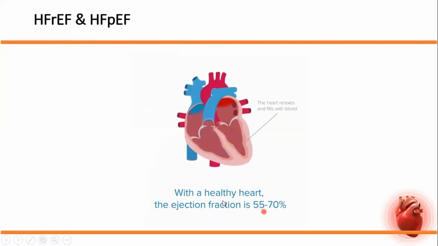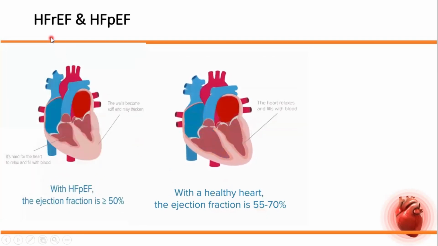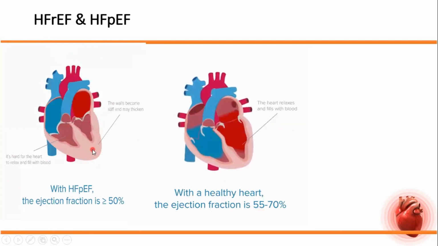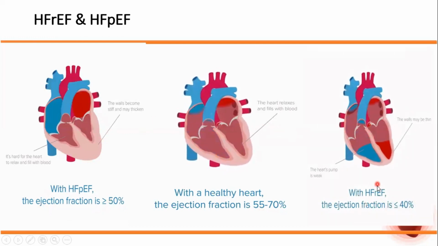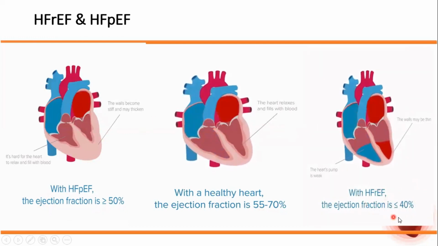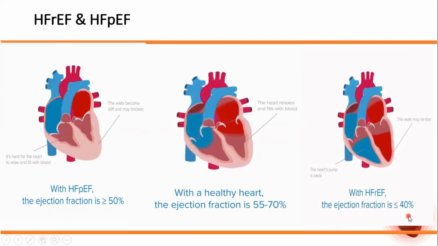to 70%. In case you have HF-REF, or heart failure with a preserved ejection fraction, you will see the ejection fraction remains more than 50%, but the patient suffers from heart failure. Whereas in case of reduced ejection fraction, the ejection fraction is reduced to less than 40% and the patient suffers from heart failure. What is the difference between reduced ejection fraction and preserved ejection fraction?